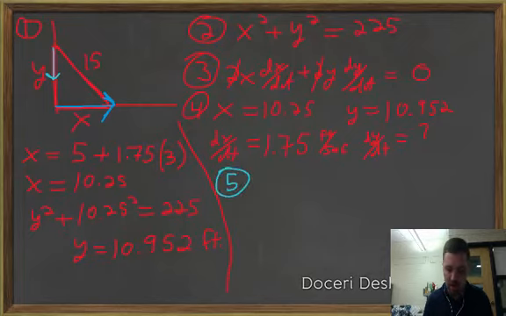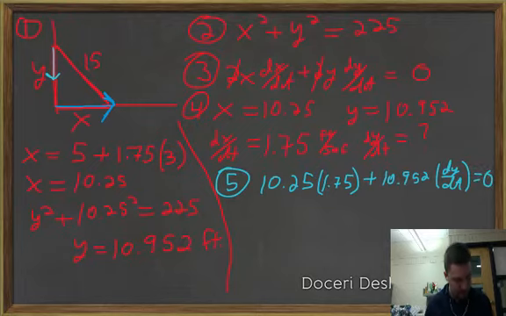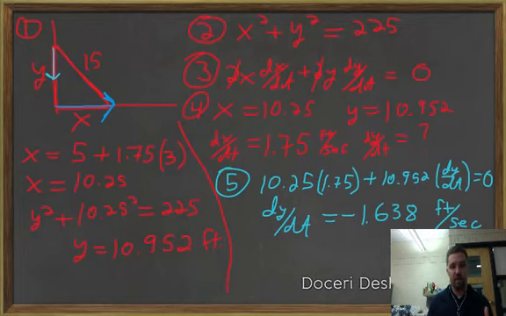So step 5, plug everything in and simplify. x is 10.25, dx/dt is 1.75, plus 10.952 times dy/dt, which is what I'm trying to figure out. That's all equal to 0. And when you do all the math, you end up with dy/dt equal to negative 1.638 feet per second. And like I said, we would expect it to be negative because it's moving in the downward direction.